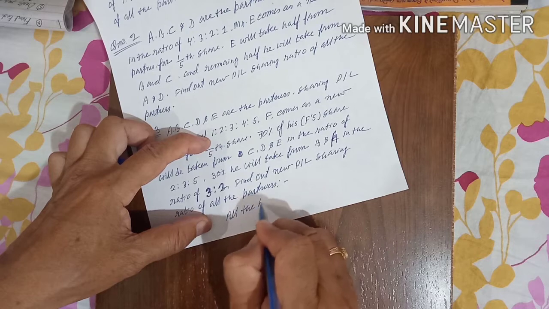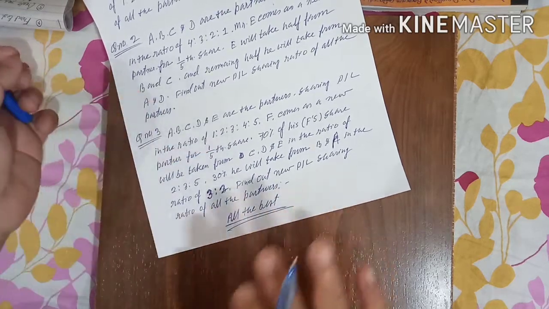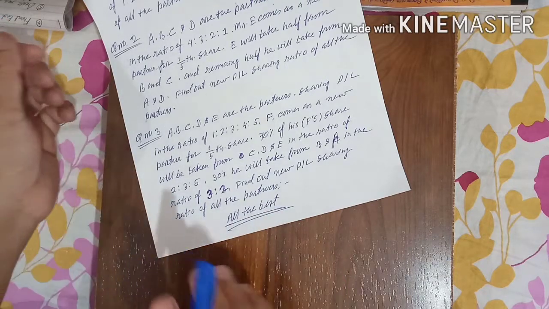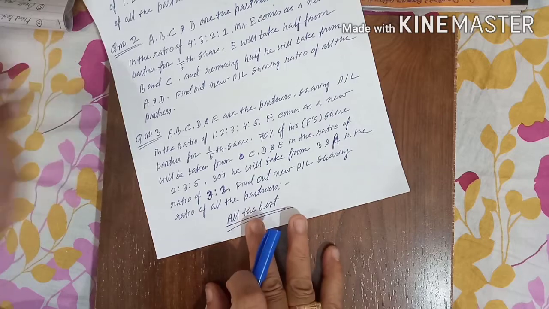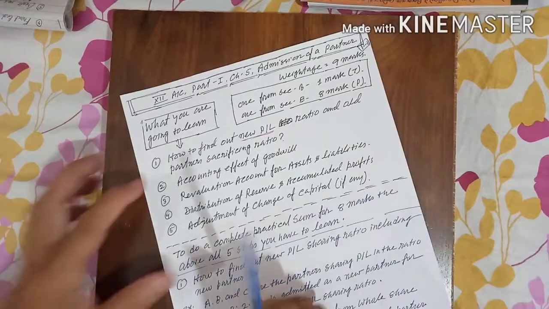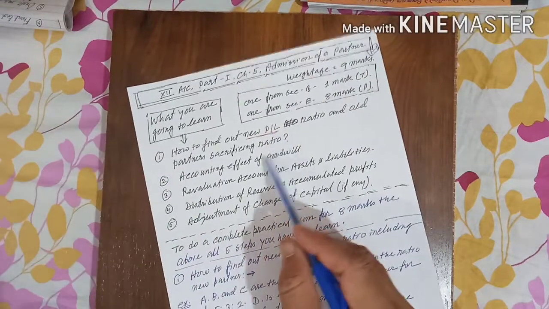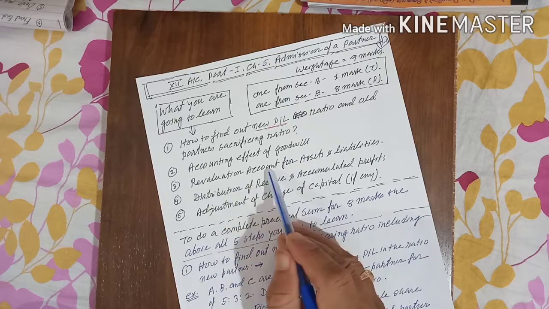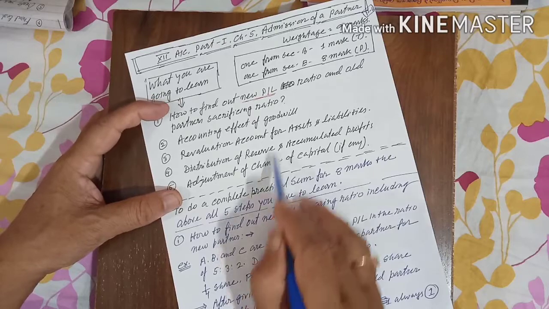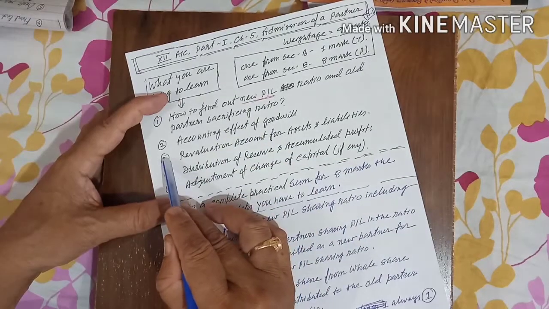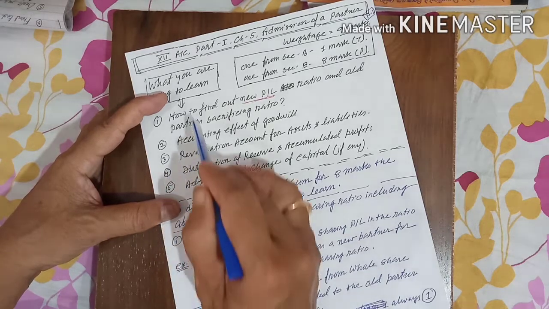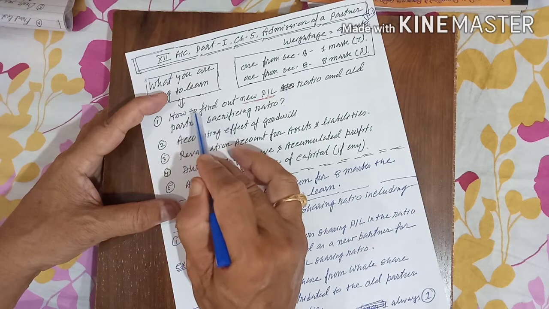All the best. I think you understood this all. Once again I am telling you, you have to learn the 5 steps from this chapter that I already told in this first page. How to find out the new profit and loss sharing ratio, accounting effect of goodwill, revaluation account, distribution of the reserve and accumulated profit, and adjustment of capital. Out of these 5, the 3rd and 4th you already learned from the previous chapter, which I will not teach you once again. The first point I completed today.